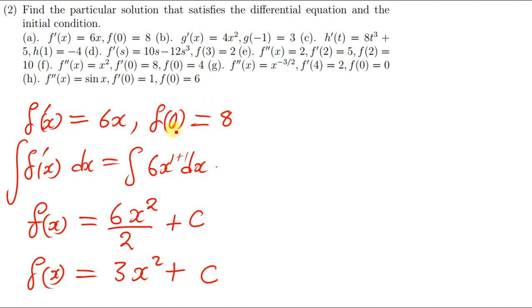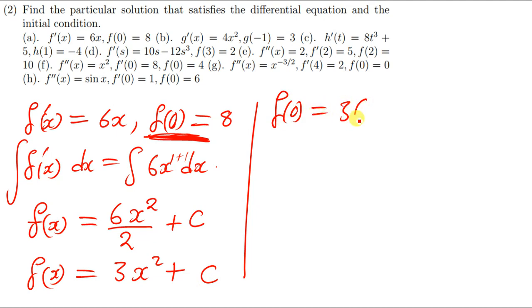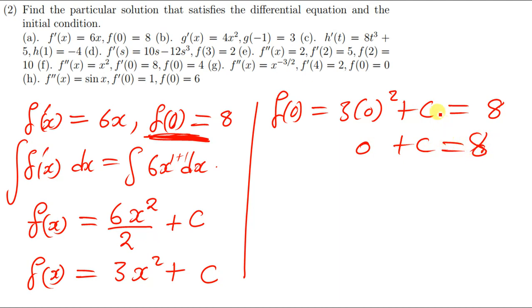But remember, we've been given a condition to say f of 0 is equal to 8. So when we put 0 where there's x, we equate the equation to 8. So f of 0 is simply found by replacing x with 0, then plus c is equal to 8. So 3 times 0 is 0, then plus c is equal to 8, meaning our value of c is simply 8.